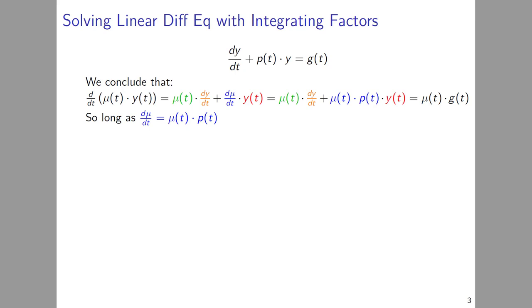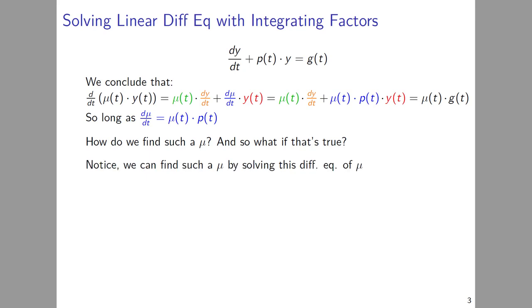Now, this process raises a couple questions. For one, how do we find such a mu of t? And so what if it's true? So what if these two things are equal? But notice we have a condition on mu of t. In particular, we need d mu/dt to equal mu of t times p of t.